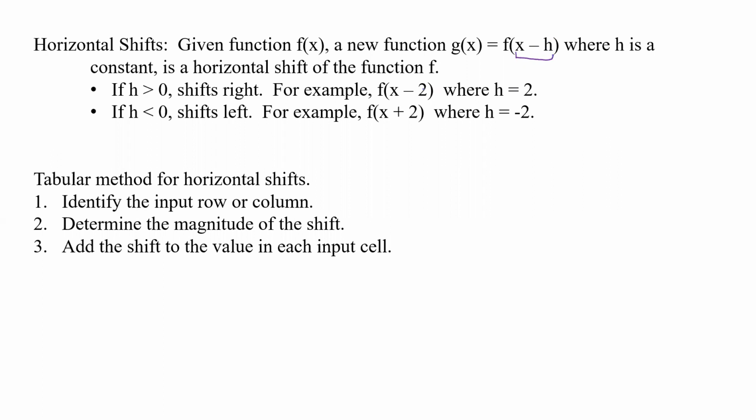So if we just have x minus 2, that means h is equal to 2, and we're going to shift that 2 units to the right. So we're going to move the whole graph 2 units to the right. So all the outputs are shifted 2 to the right. Now, if h is less than 0, we're going to shift left.